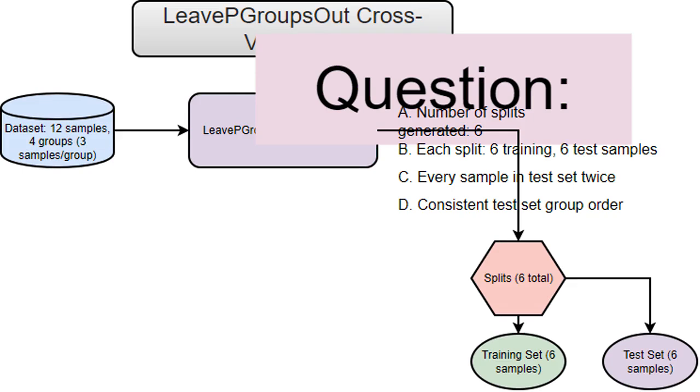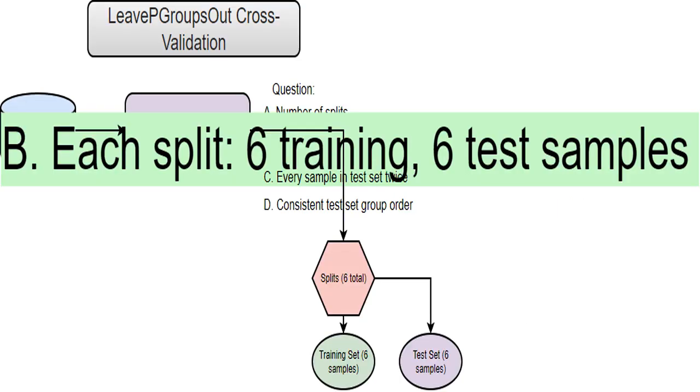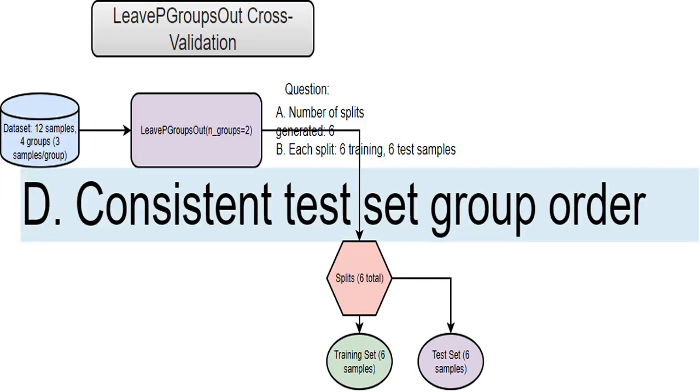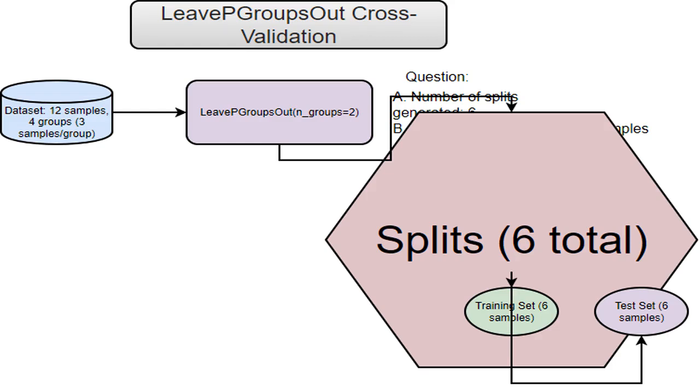Each time I run a split, I'll have 6 samples for training, the ones in the groups I didn't leave out, and 6 samples for testing, the ones from the groups I did leave out. Since each group is part of 2 different pairs of left-out groups, every sample, all belonging to those groups, winds up in the testing set exactly twice across all 6 splits. The training set will consist of the samples from the groups not left out in a given split. That will always be 6 samples. The test set will contain the samples from the 2 groups that are left out during that particular split. This amounts to 6 samples each time.